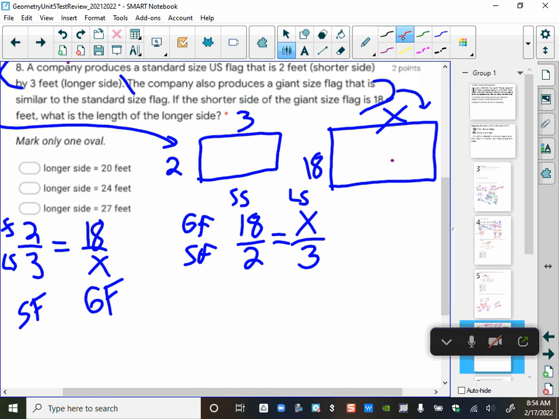You can tell us what's our value? X equals 27. Instead, X is 27. Yes, no? Agree?